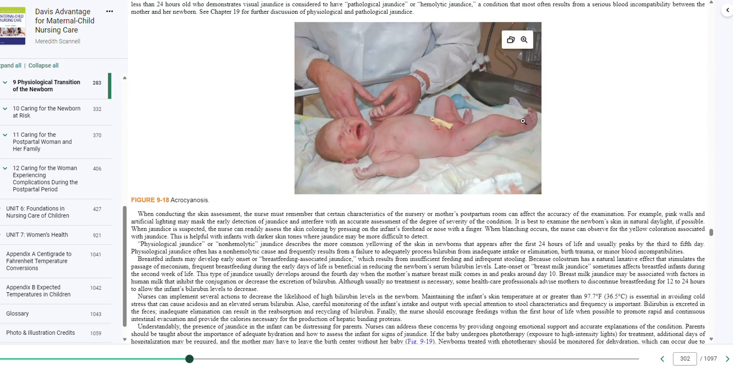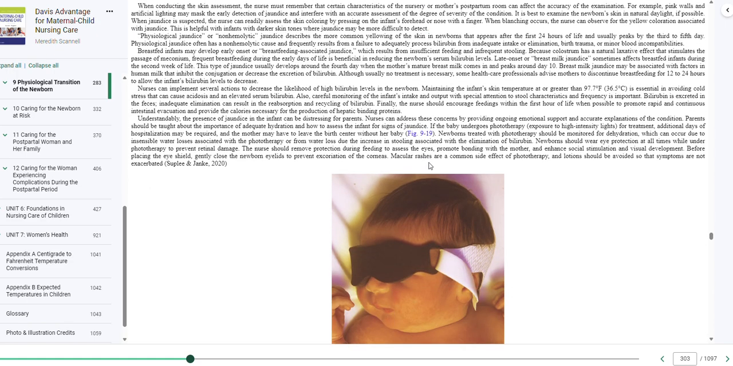Acrocyanosis, you know, this is where you have the blue feet and blue hands maybe and a pink body. Okay? If you'll look at page 303, it's about the second full paragraph that starts with physiological jaundice. Okay, about the second sentence down.